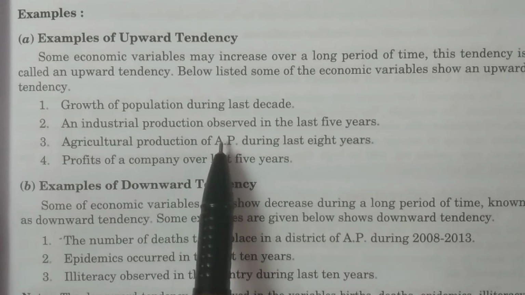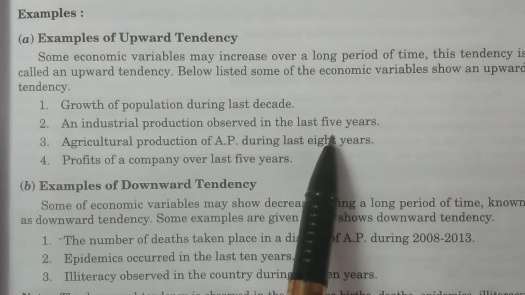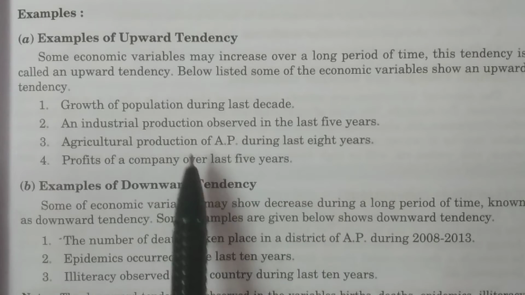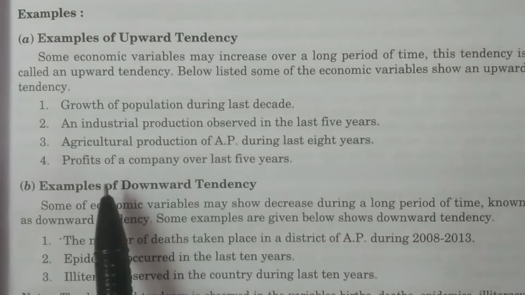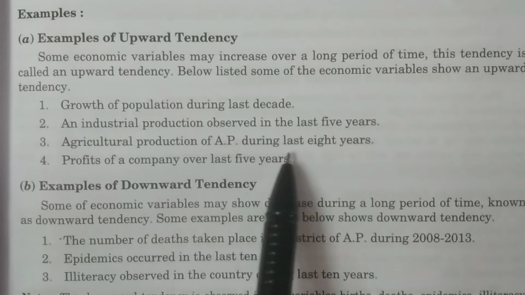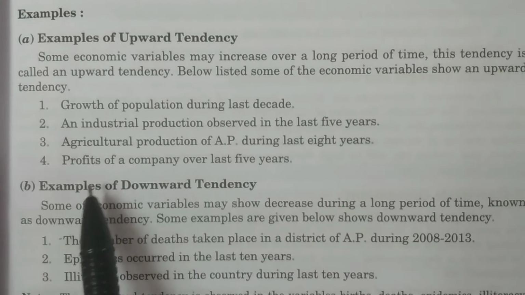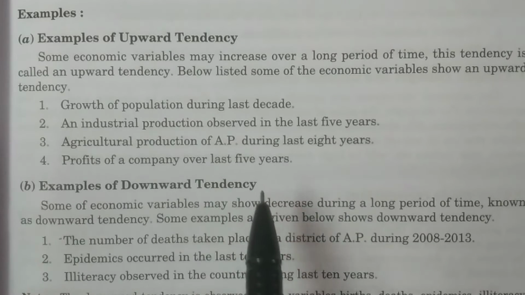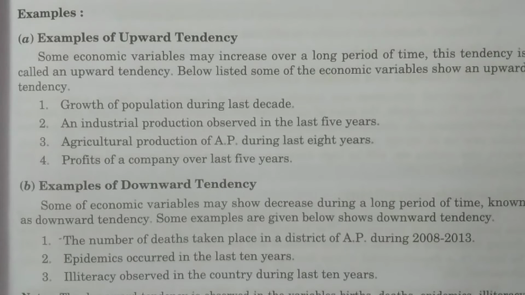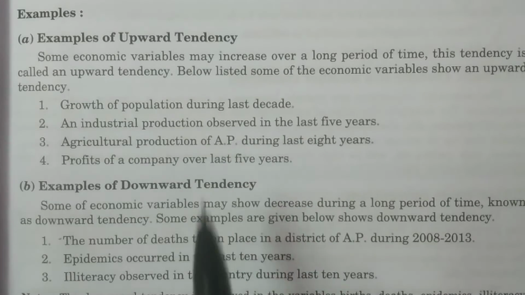Industrial production observed in the last 5 years, that is upward tendency. Agricultural production of some particular state or a particular country is generally going to be increased, over the last 10 years, last 8 years, etc. The profits of a company over the last 5 years. So these are the general variables of a particular data which usually show upward tendency.